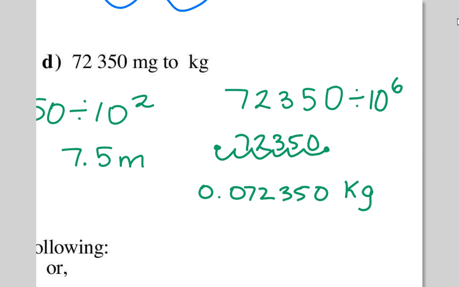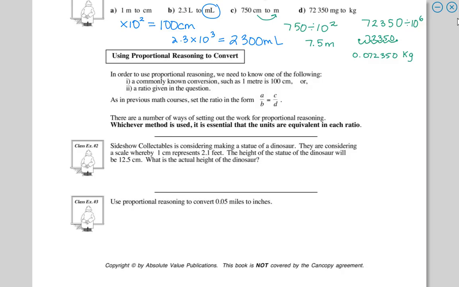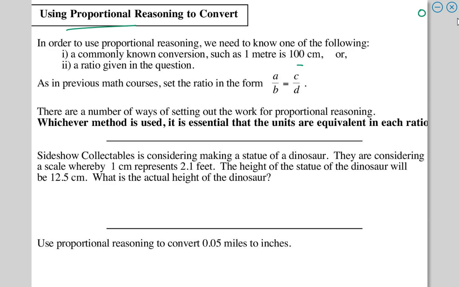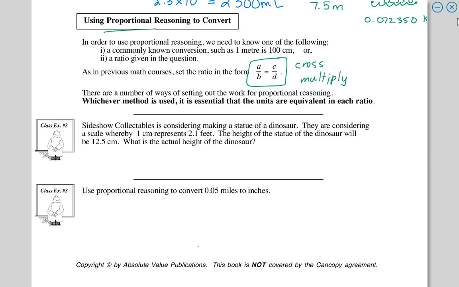Okay, let's keep going. Let's do imperial. Imperial, like I said, is going to use proportion, and the one that they want you to do is go fraction equals fraction and then cross multiply. So you've probably seen something like this before. Let's take a look at this one.